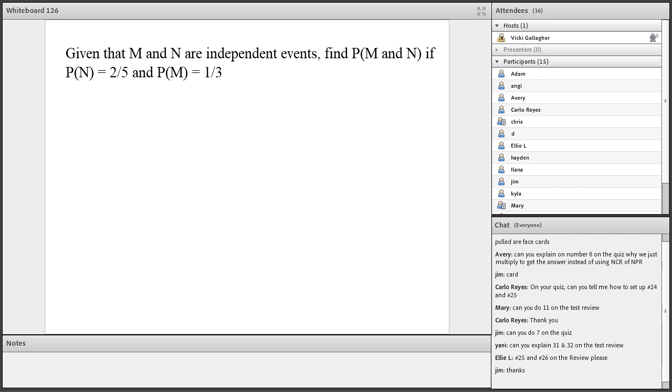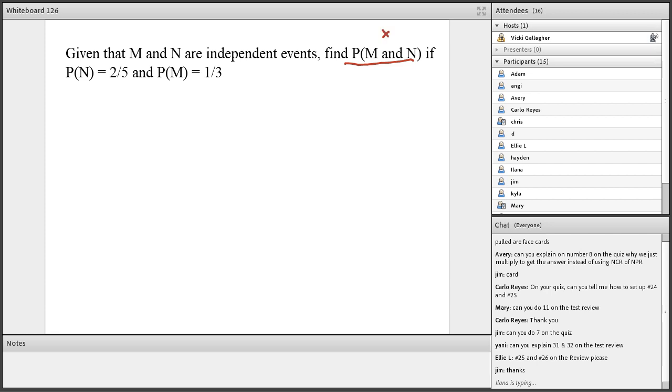And then on these problems, honestly, they're a lot easier than they seem. The wording looks really complex. In reality, what you're going to do is look in this parentheses, and I see the word and, and and means multiply. So that's all I have to do.